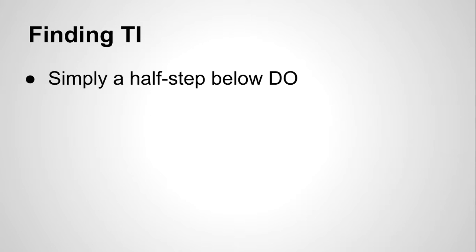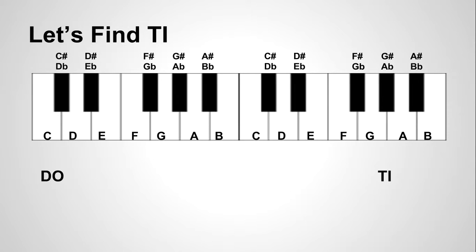So given that information, how do you find T? Simply, T is a half step below Do. So let's do a few examples here. I'm going to give you a Do. We'll start with the one that we always start with. Let's start with C. If C is Do, I go a half step below that. And in this case, it's very simple. It's B.